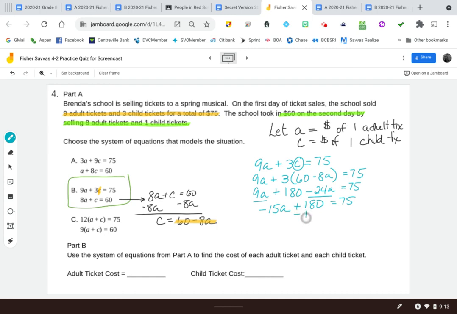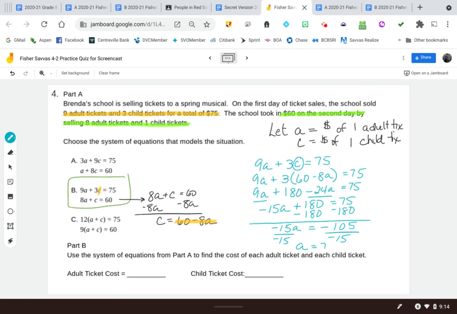My next step would be to subtract 180 from both sides. And that would leave me with negative 15a is equal to 75 minus 180. I think it's negative 105. I don't have a calculator right here with me, sorry. And then the last step would be to divide by negative 15 on both sides. And if I have negative 105 divided by negative 15, I believe the answer is positive 7. So a would be equal to 7.